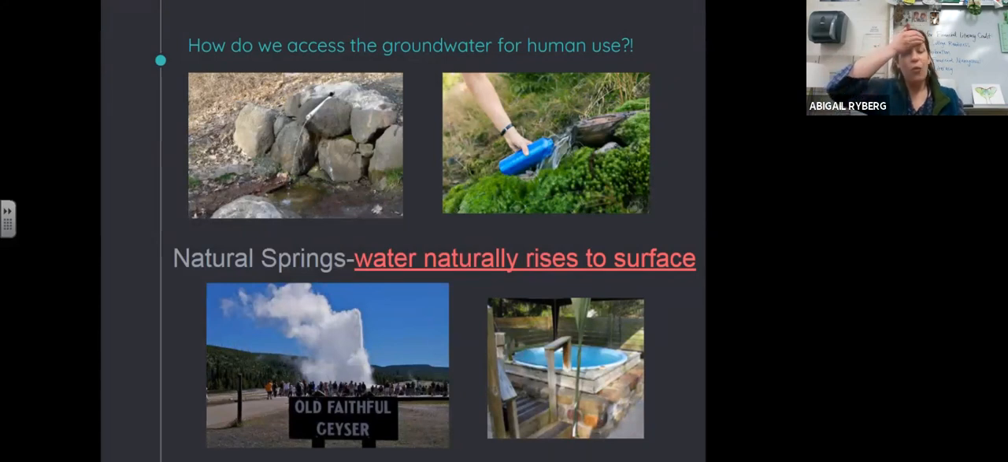So we use a lot of groundwater. So humans actually have gotten pretty good over the last however many years of accessing groundwater. Sometimes it's really simple and sometimes it is not so simple. So one way is by the use of natural springs. So natural springs are how groundwater naturally reaches the surface of the earth. Sometimes it quite literally looks like this picture on the top right, where water, you may be standing there.